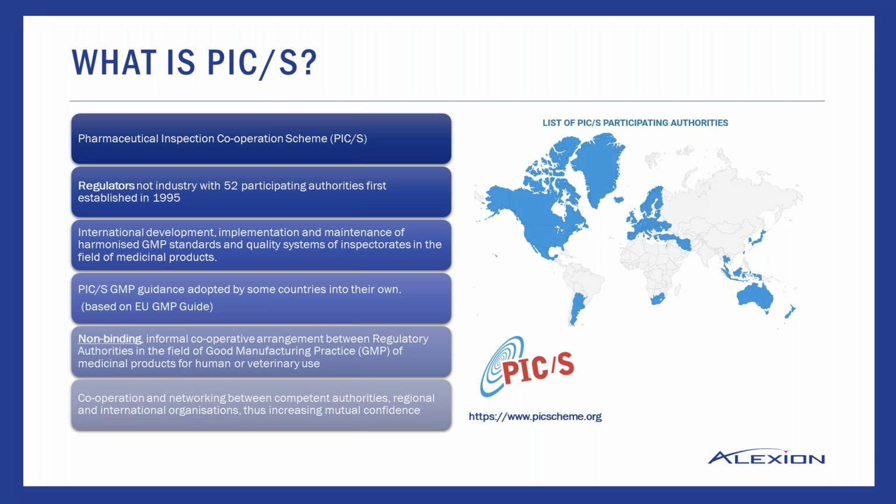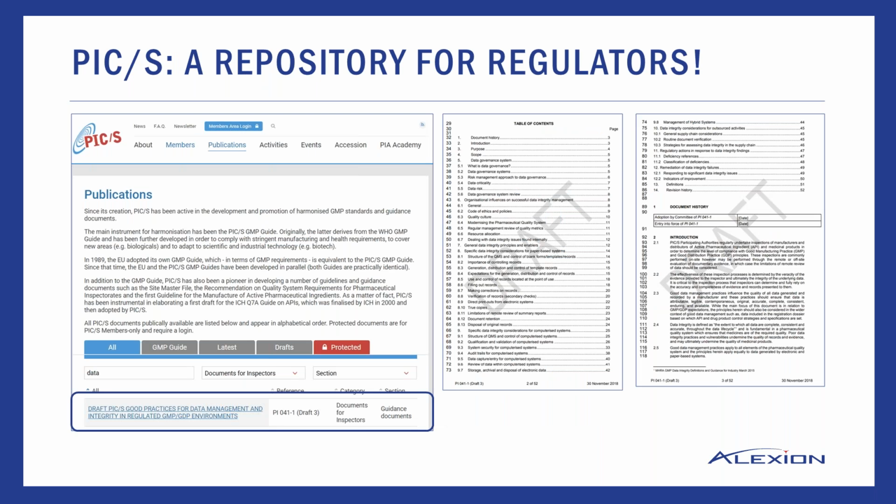Having said that, where those documents haven't been adopted, it is a non-binding, informal, cooperative arrangement between regulatory authorities in the GMP space. It's also used for cooperation and networking between competent authorities, regional and international organizations, to give some sort of mutual confidence. I've given you the logo there and a link to the website. The website is built primarily for regulators, inspectors, investigators, whatever you like to call them. There's a small piece with industry documents, but there are a lot of aide-memoires that regulators may use. It's all publicly available, so none of this is hidden from people.